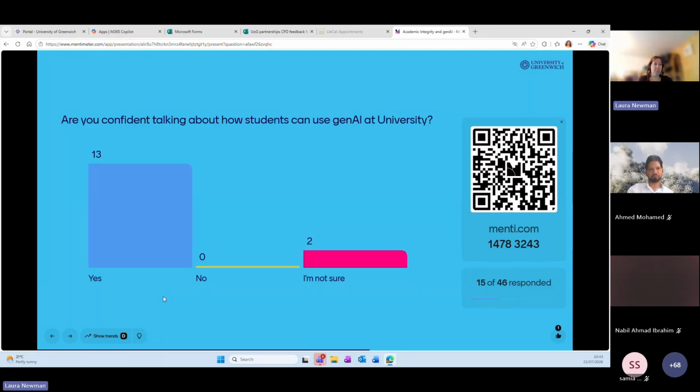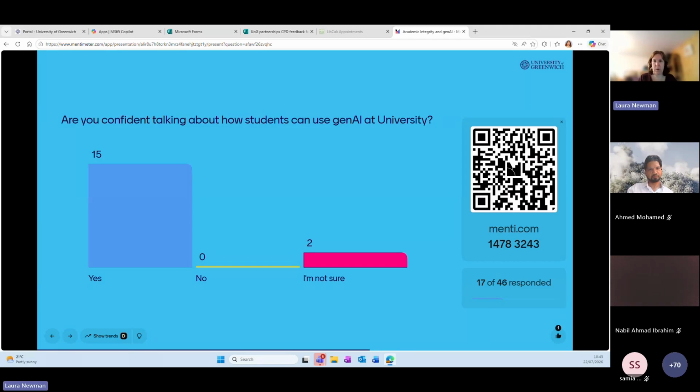Okay, but it's good to hear that most of you are confident around that, because like I say, we should be doing this and we want to do this, right? So we need to feel confident, because of course we don't want to talk about something we don't feel confident in. That's totally fair.